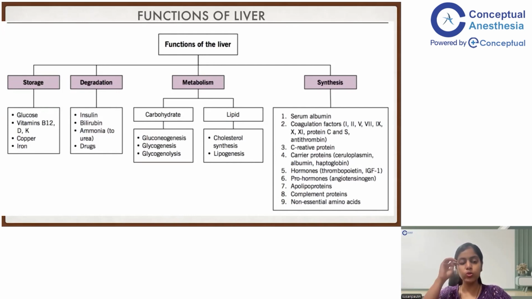In storage, what you mainly look at is glucose, vitamins, iron, and also copper. In degradation, it is involved in breaking down insulin, bilirubin, ammonia, and some drugs. In metabolism, it is involved in carbohydrate and lipid metabolism, while the synthetic function includes many proteins, especially albumin, coagulation proteins, CRPs, and some hormones, and so on.